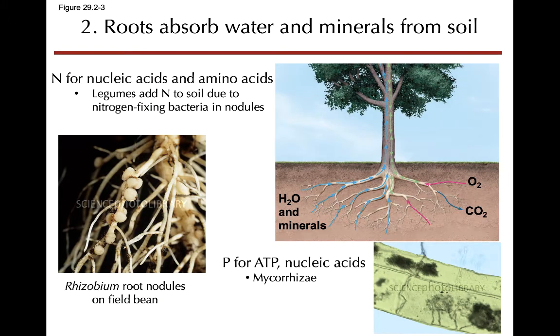Second function, roots absorbing water and minerals from the soil. So the minerals themselves are things like ammonium ions and phosphate ions. So we're looking at ions here. And part of what is the cycling in the environment that plants are really important for here is nitrogen. So in order for animals to get nitrogen, they can't take it up directly. They have to eat a plant or eat something that ate a plant.